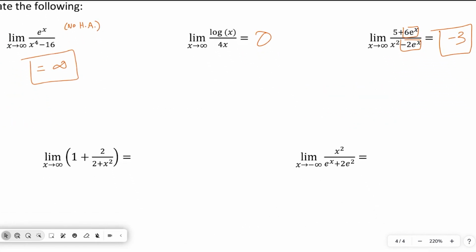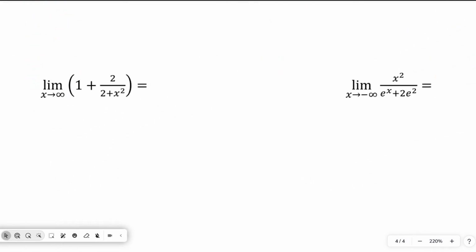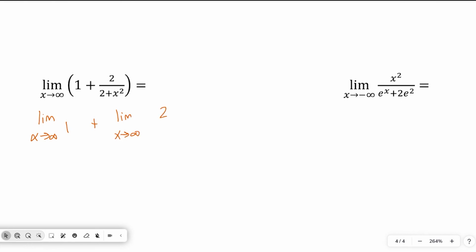Oh, here's a tough one. This one's a little weird. So this is actually going to use something we're getting a little ahead of ourselves here. This is going to use a limit property that we'll focus on later. I just want to give you a little preview. But when you have a sum like this, you can split up the limits and say that this is the same thing as the limit as x approaches infinity of 1 plus the limit as x approaches infinity of 2 over 2 plus x squared. We will definitely come back to that, but I just want to give you a little taste of what's to come.